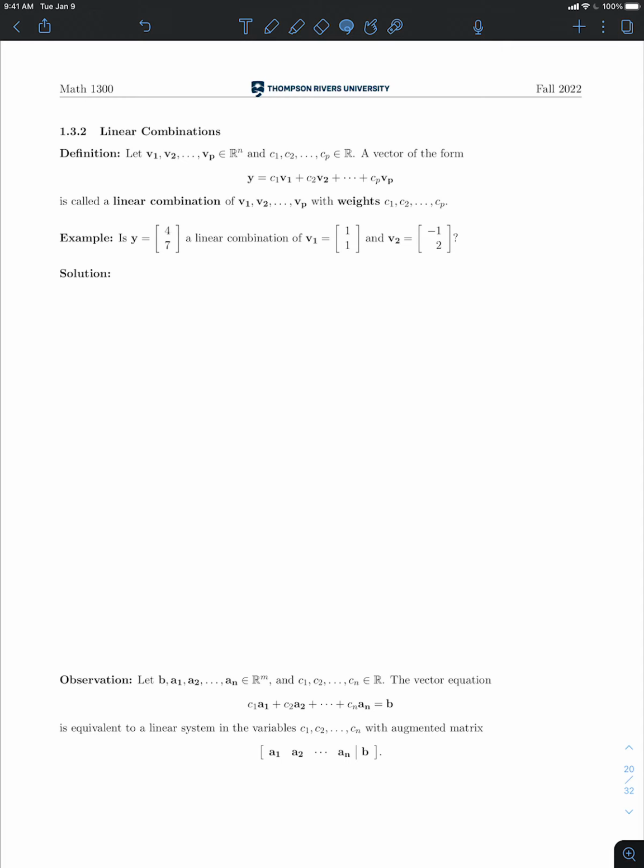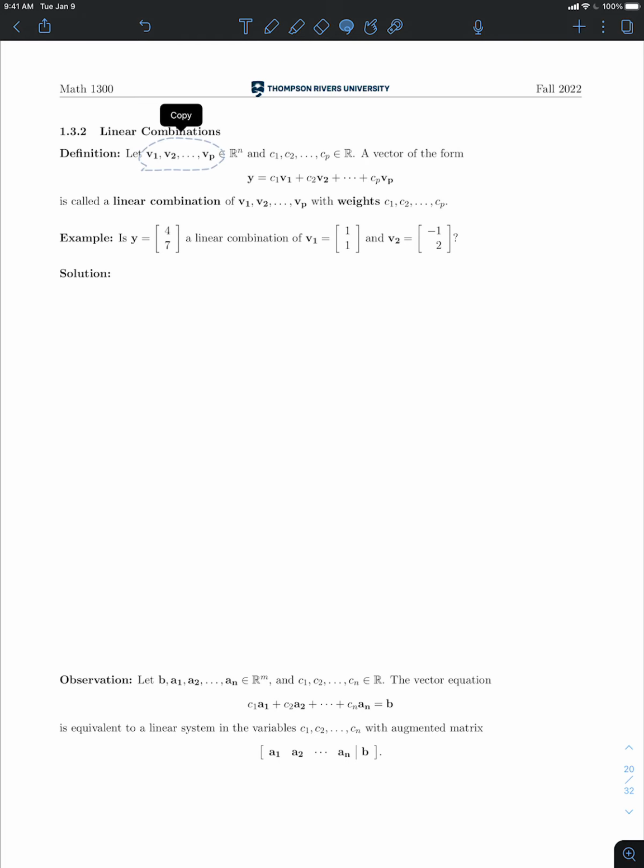Okay, I mentioned linear combinations in passing, but now we're going to formally introduce them. So here's the setup. We're going to start by assuming we've got two things. First thing we have is a list of vectors in Rn. So we'll index those vectors 1 through p and call them v. So that's the first thing. We've got some vectors, v1, v2, all the way up to vp.